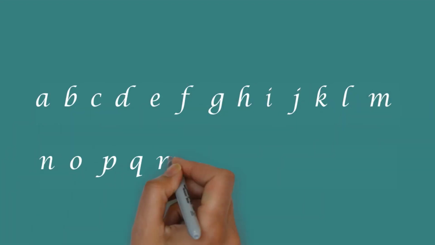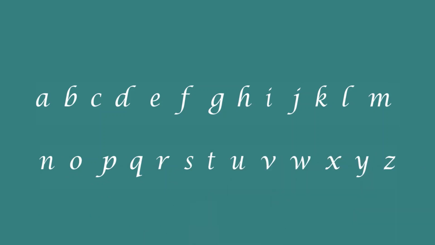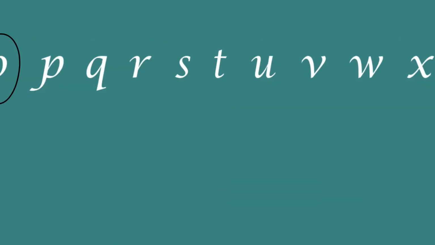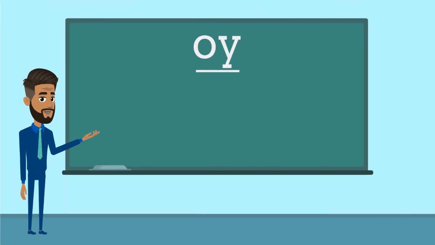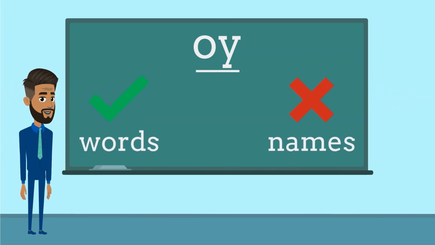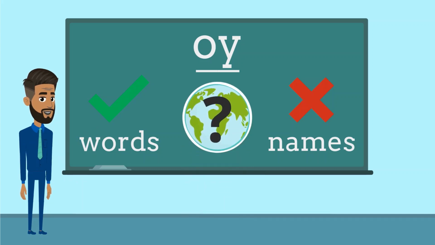Today we're going to look at the oi sound. So, which letters make oi? There are two. O and y. Together they make oi. Listen carefully for this sound, but don't worry about any names, just the words, as they will help us when we come to practice. Now, let's see what's happening around the world.